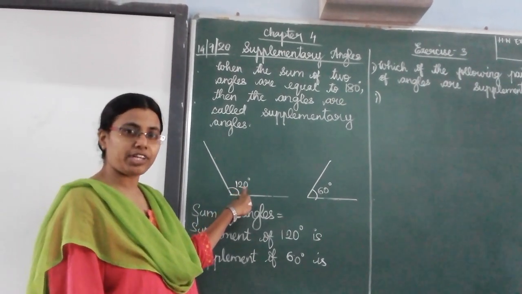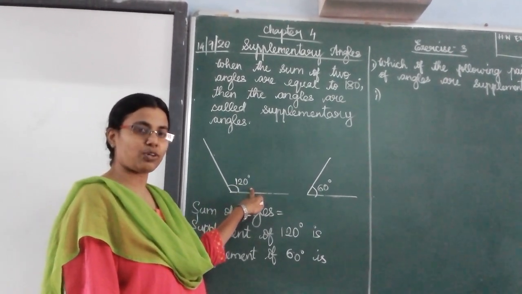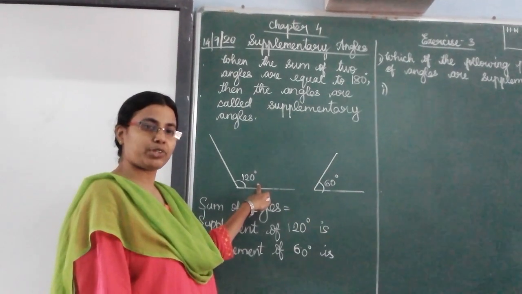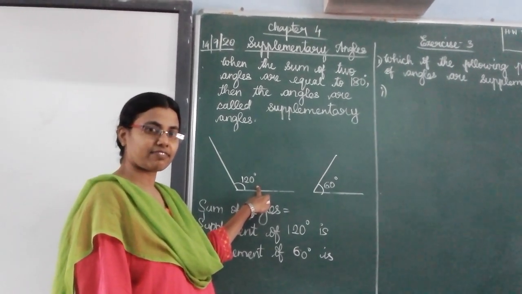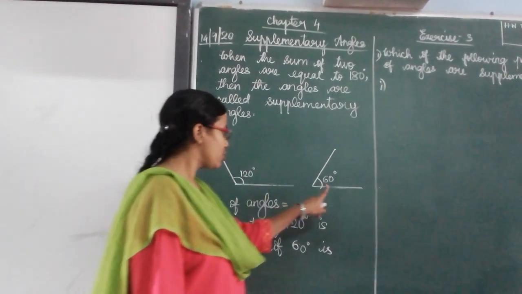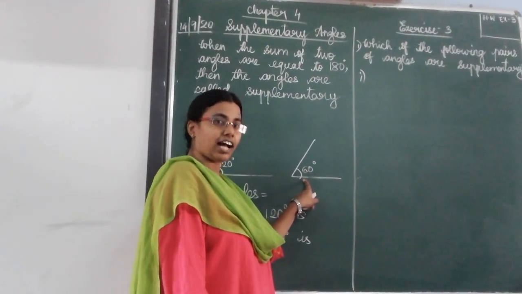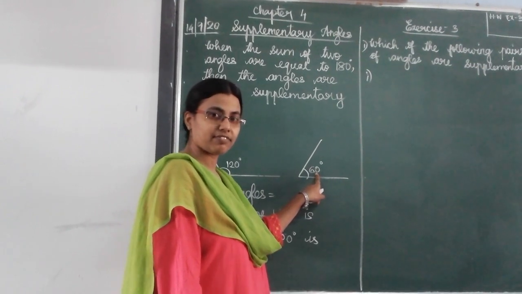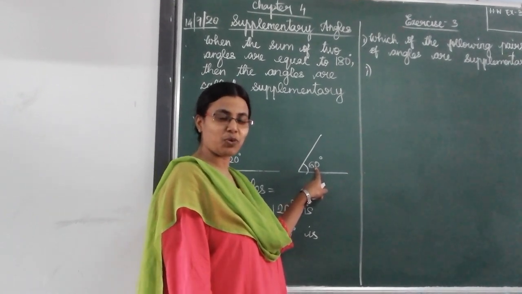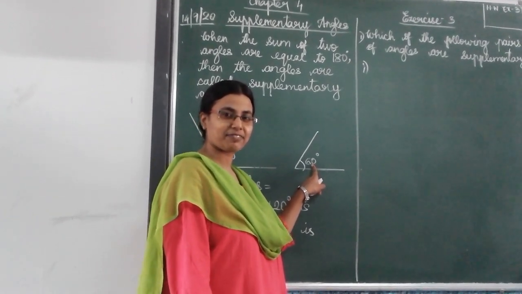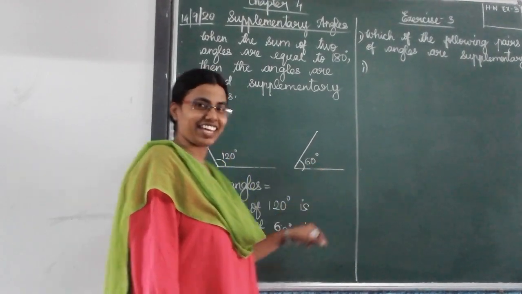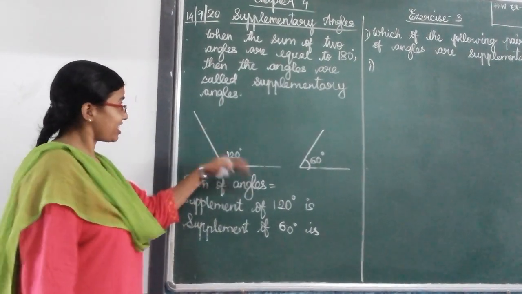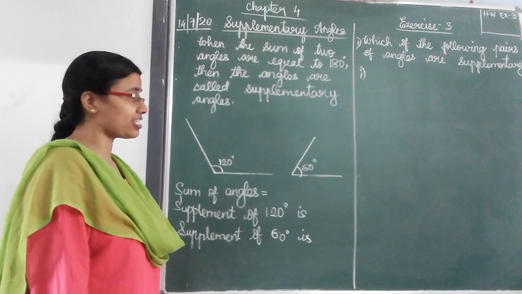What is the angle formed here? 120, good. Is it acute, obtuse or right? Obtuse, good. So here we have another angle. What is the angle measure given here? 60 degrees. Is it acute, obtuse or right? Yes, acute angle. Okay. The next step, how to find out whether they are supplementary angles.